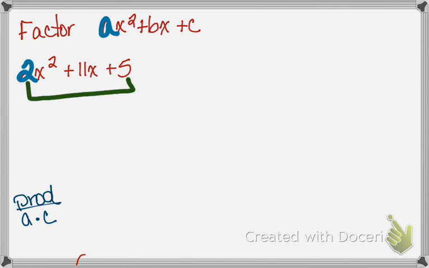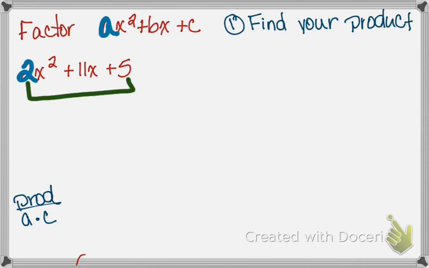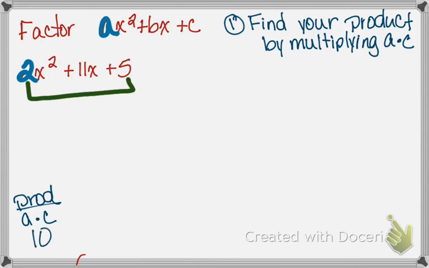So what you have to do here, our first step, find your product by multiplying A and C. So my product here is what? What's my product for this one? 10. My product is 10.